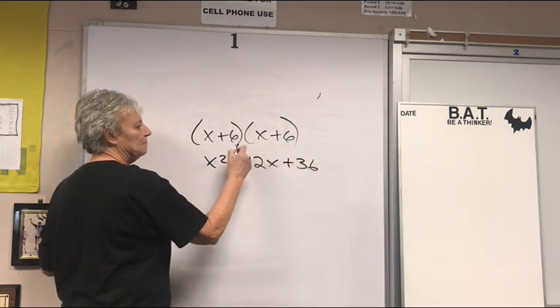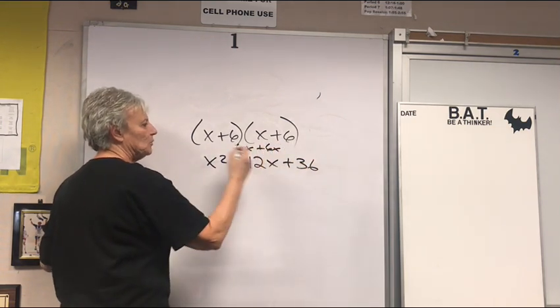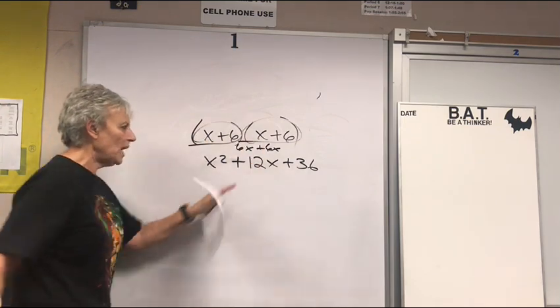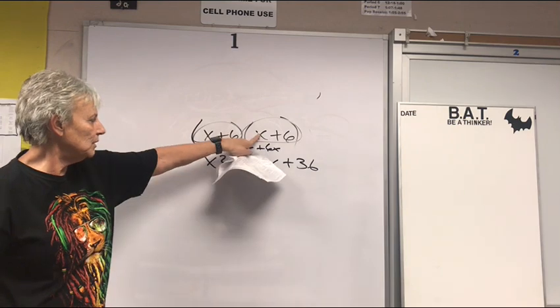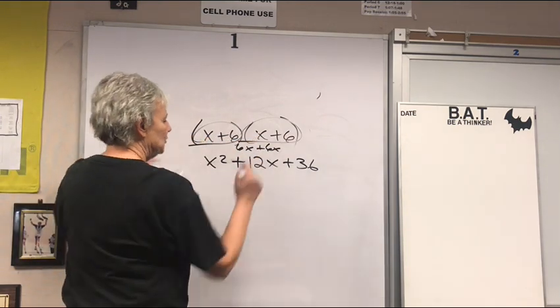I kind of skipped the 6x and 6x because when you have the same thing twice, you get the same middle term. The inner terms and the outer terms are the same.